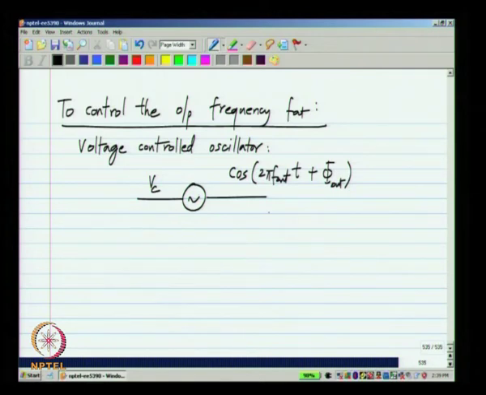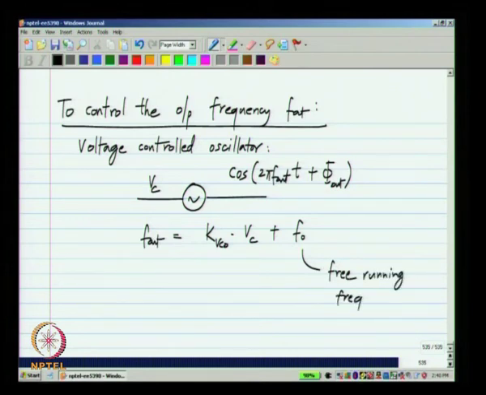Now, how is this f out related to Vc? In general, it will be something non-linear, but we can very usefully model it as f out being some constant of proportionality times Vc plus some f naught, that is some offset frequency, and this is known as the free running frequency. Okay. This is nothing but the frequency at which the oscillator will oscillate if Vc is 0. Okay.